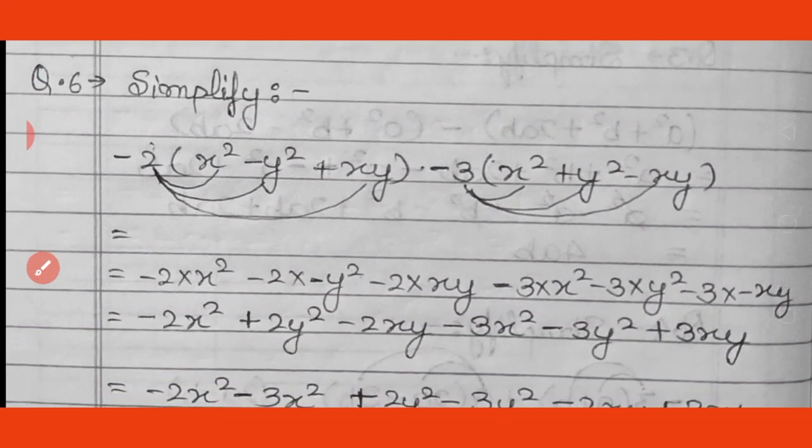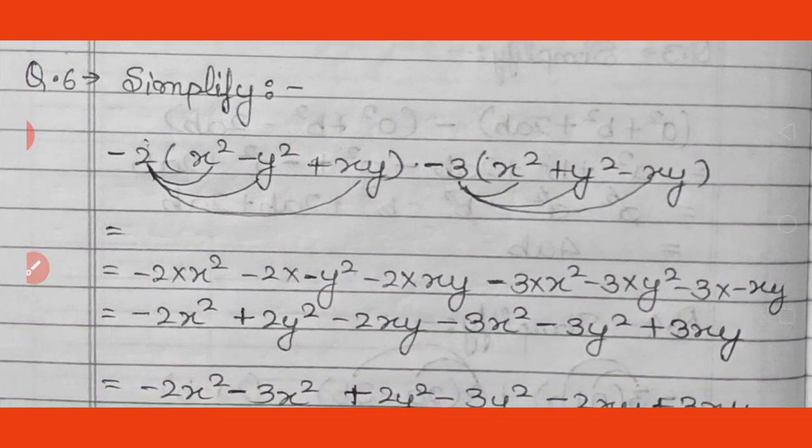Next, simplification: minus 2 inside the bracket x square minus y square plus xy, and just after it is given minus 3, now in the bracket x square plus y square minus xy. Now as I have shown through the arrow, minus 2 will multiply each term of the first bracket and minus 3 will multiply each term of the second bracket.